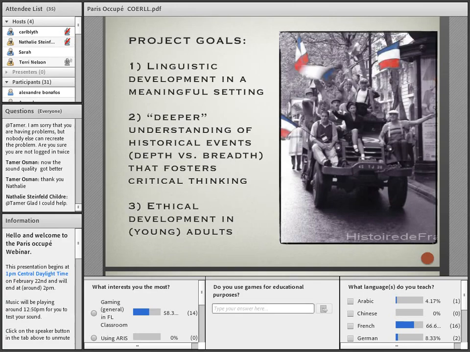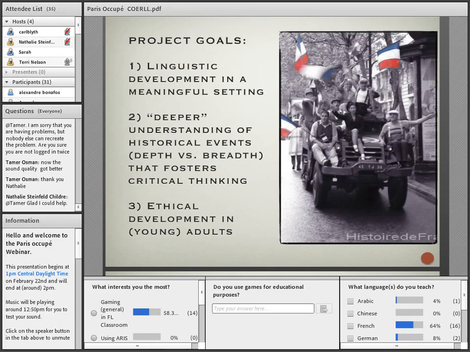Then secondarily, I wanted them to have a deeper understanding of historical events, that sort of depth versus breadth. I wanted them to have that sort of empathy for a historical time period and understanding how difficult it was for people living then to make choices and to make the right choices. And that, for me, really fosters critical thinking.